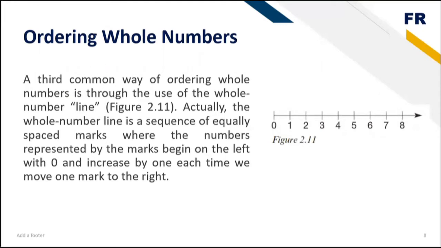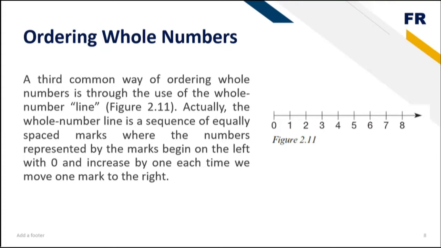A third common way of ordering whole numbers is through the use of the whole number line. Gaya nung nasa figure 2.11. Actually, the whole number line is a sequence of equally spaced marks where the numbers represented by the marks begin on the left with 0 and increase by 1 each time we move 1 mark to the right. So itong nasa figure 2.11, tinatawag nating whole number line. So I start with 0, then meron lang 1 unit distance dun sa every line.